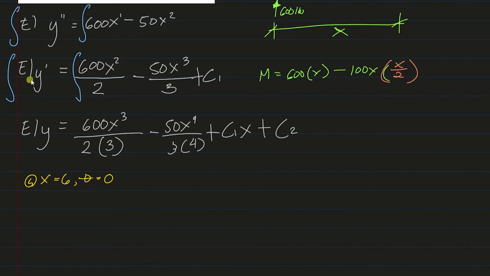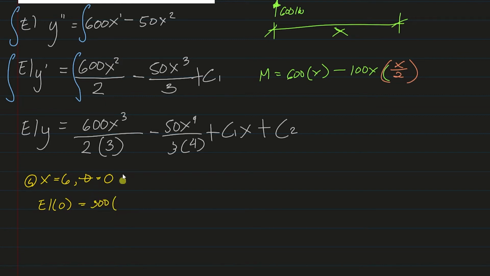So, we will use this slope equation to solve for C1. Now, let us substitute. EI times y prime is just the same as slope. Remember that. It is equal to 0. Yun nga, 0. And then, we have here 600 divided by 2 is 300.